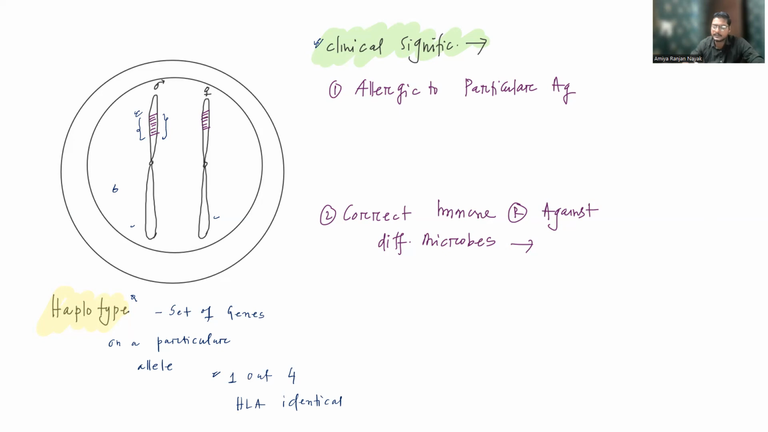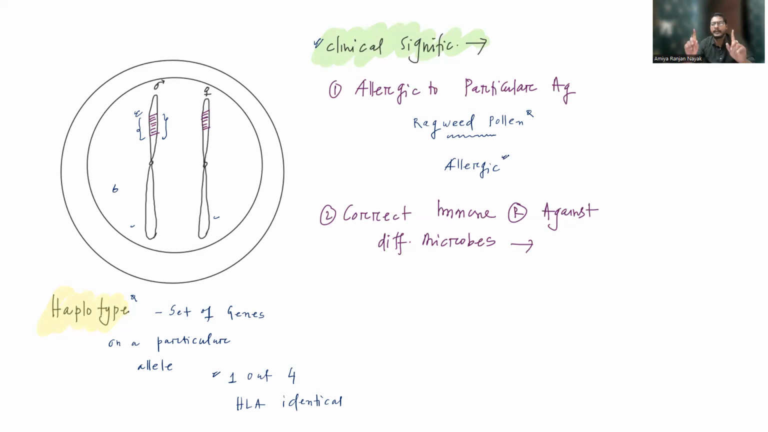The first one is allergy to a particular antigen. For example, as given in the textbook, if a particular person has an MHC molecule which can identify ragweed pollen, if a person has a particular MHC molecule which can present this ragweed pollen antigen, that individual is going to mount an immune response against this pollen, and that individual is going to be allergic to this particular antigen.